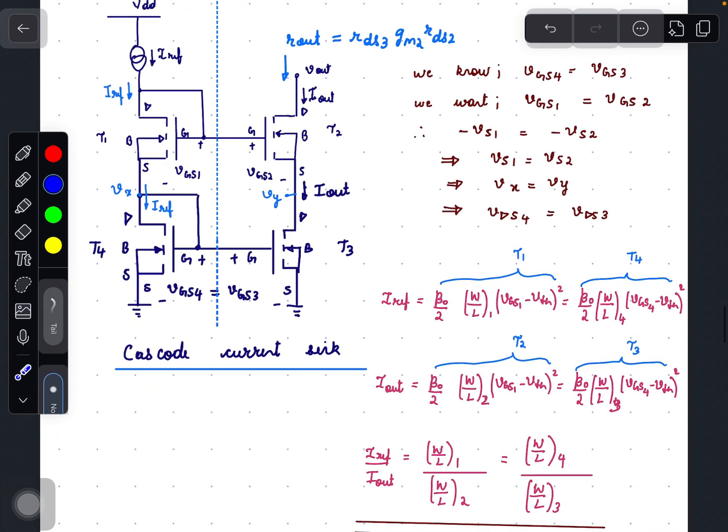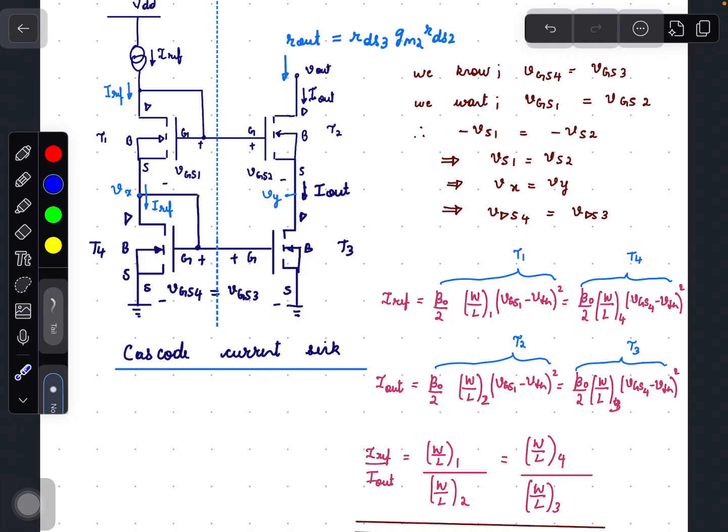Now take the currents, that is IRF, which is flowing through T1 and T4. Take the drain current equation. IRF equals beta naught by 2 into W by L of 1 into (VGS1 minus VTH) the whole square, equals the current flowing through T4, that is beta naught by 2 W by L of 4 into (VGS4 minus VTH) the whole square.